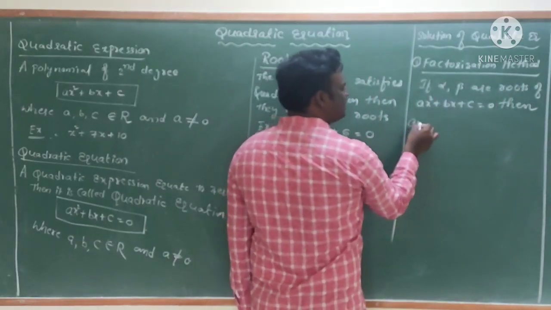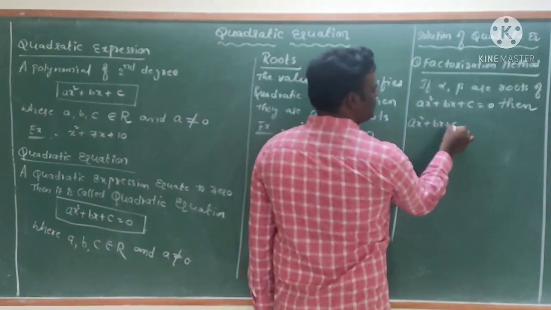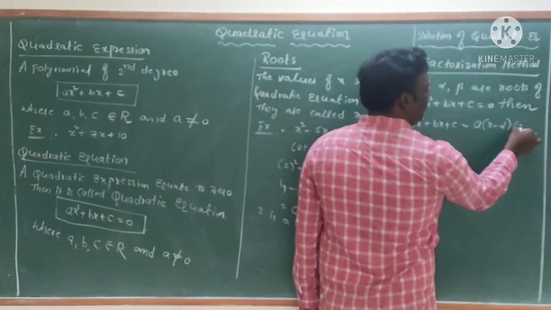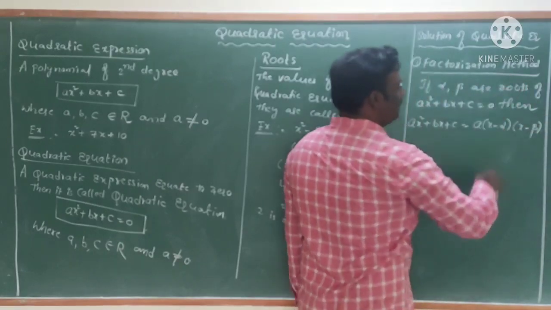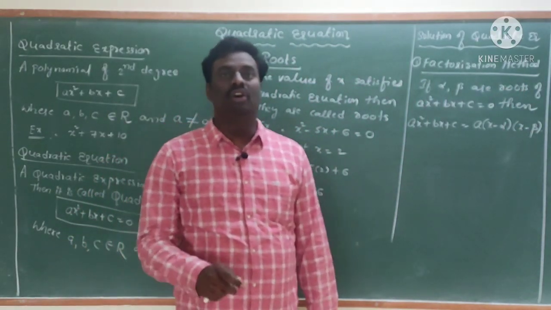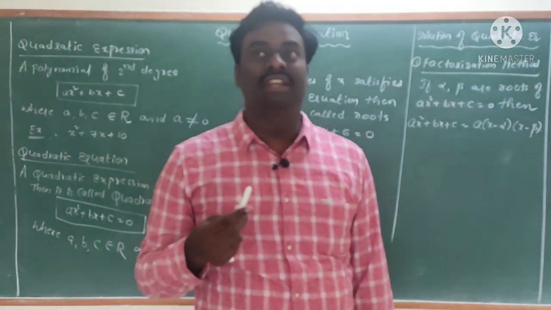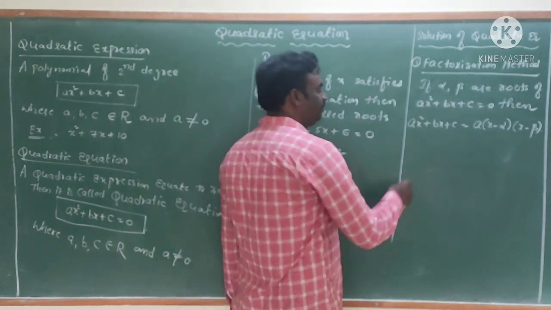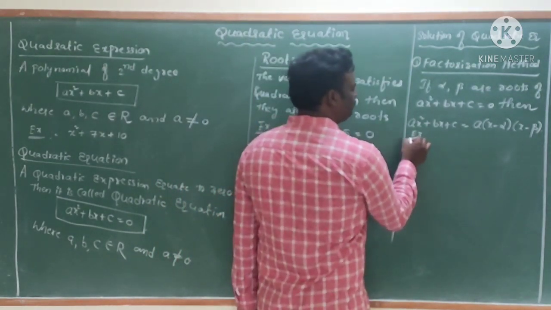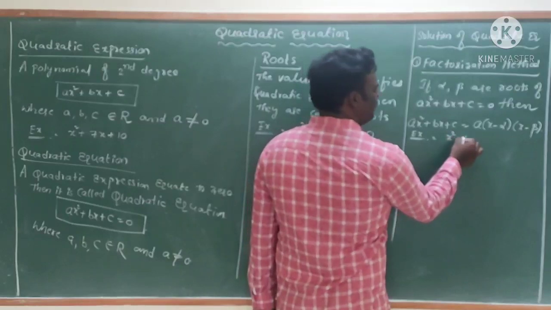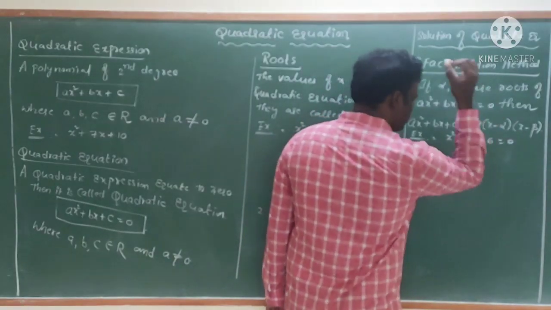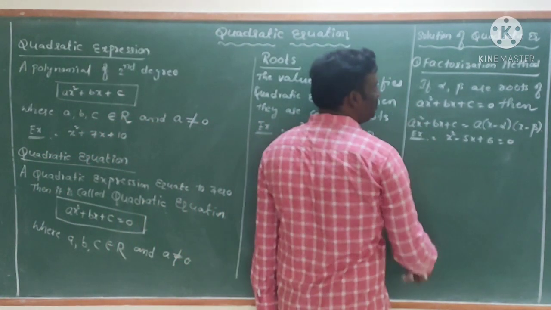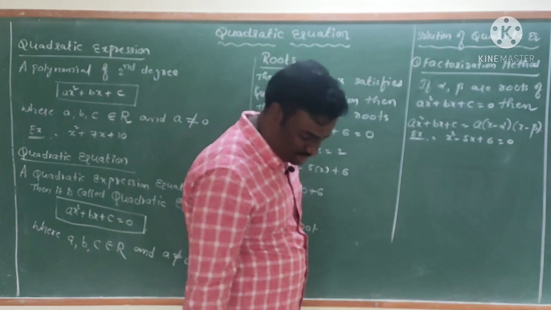then it can be written as ax square plus bx plus c equals a into (x minus alpha) and (x minus beta). This is the solution of a quadratic equation in which method? Factorization method. Example, if x square minus 5x plus 6 equals 0 is a quadratic equation, then how to solve this equation by using factorization method?